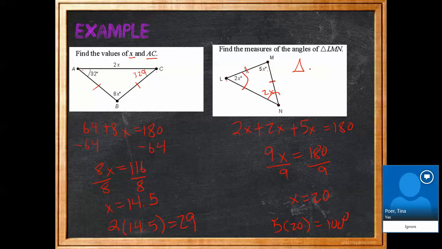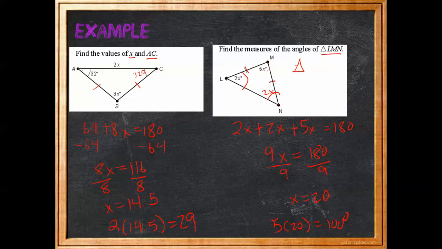Oh, we want to find all the measures. Sorry, I thought that said angle LMN. It said triangle LMN. Okay, so angle M equals 100 degrees. Angle N is 2x, so it's 2 times 20, which is 40. So we also know that angle L is also 40. And if we check our work here, 100 plus 40 plus 40 is 180.